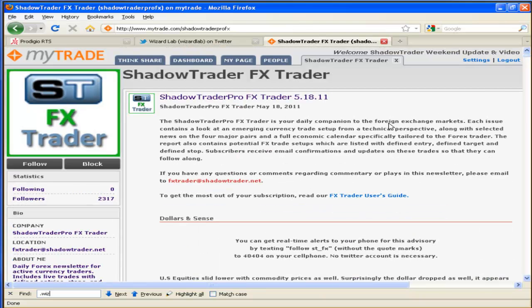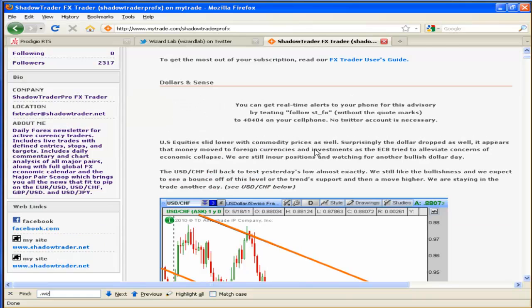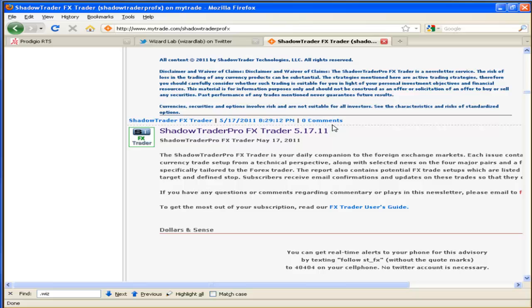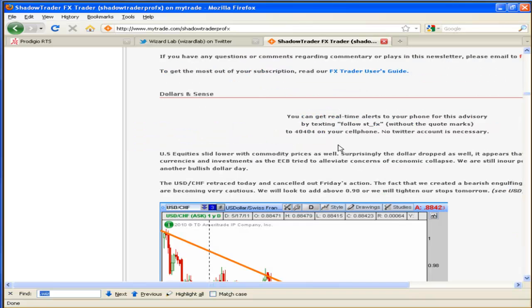Here's an example of one of the Shadow Trader newsletters. This is the Shadow Trader FX Trader. Now, if you're not signed up for these newsletters, I recommend you sign up right away and start getting this content, because it links in strategies that are pre-made for you already in the form of Wiz files. In the newsletter, if you scroll down, they will have created a bunch of Wiz files. And I can just scroll down.